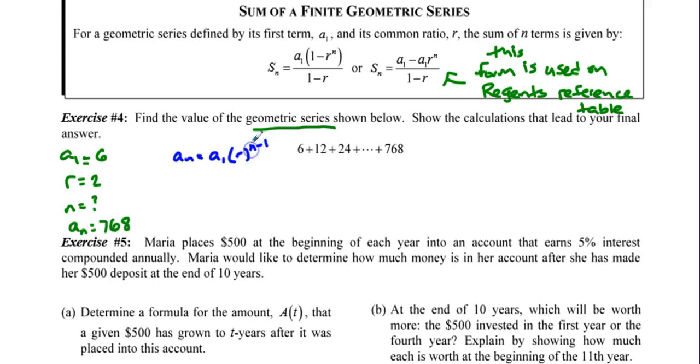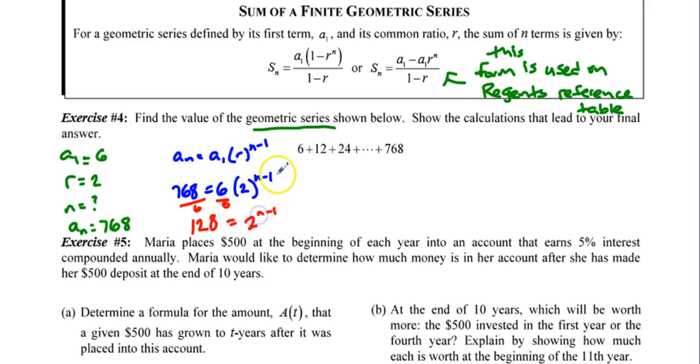Why don't you take a moment, pause this recording, sub in everything you know, see if you can find out what n is. Okay, so hopefully you did that. a sub n is known, so I'm going to put in its value, 768. That's going to be equal to our first term times 2 to the power that we don't know yet, n minus 1. We solve it by dividing by 6. Okay, hopefully you did that much. When I divide both sides by 6, I get 128. Divide by 6, divide by 6. 128 equals 2 to the n minus 1.